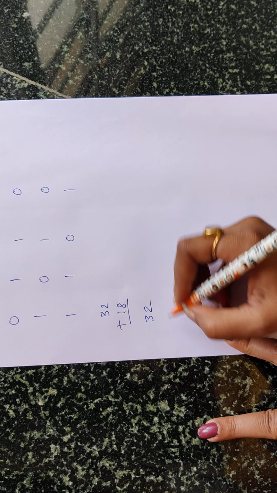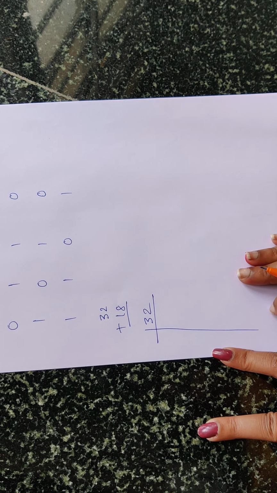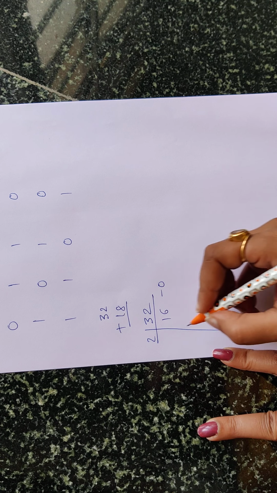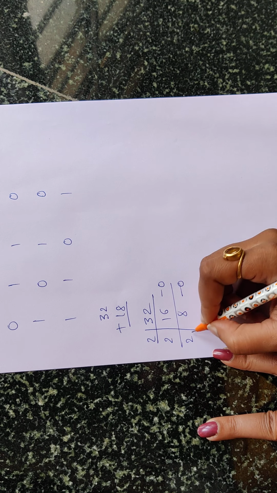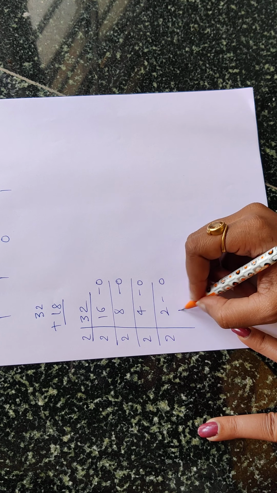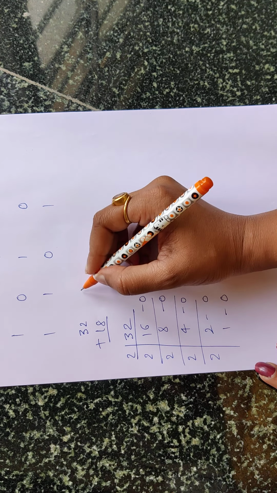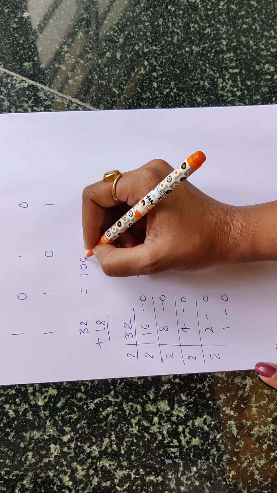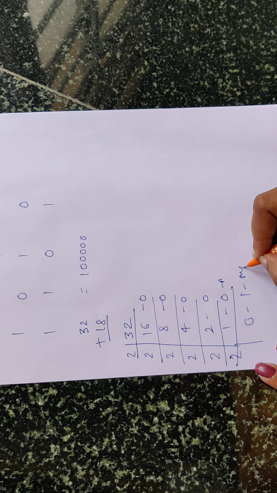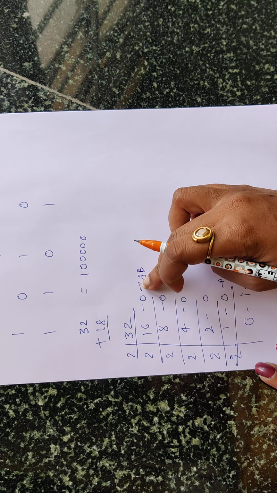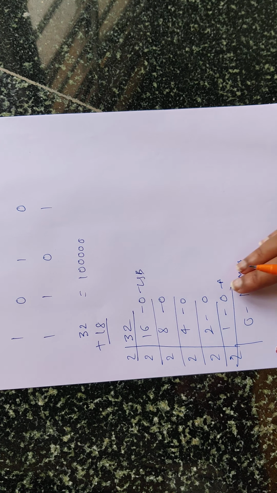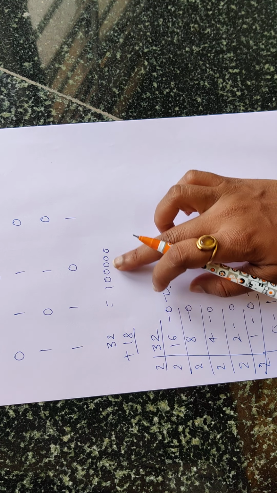Let me take 32 first. Divide 32 by 2. 2 16s are 32, remainder 0. 2 8s are 16, remainder 0. 2 4s are 8, remainder 0. 2 2s are 4, remainder 0. 2 1s are 2, remainder 0. 2 0s are 0, remainder 1. This last remainder is the MSB and the first is the LSB, so reading from MSB to LSB, the equivalent of 32 is 1 0 0 0 0 0, which is 1 followed by 5 zeros.